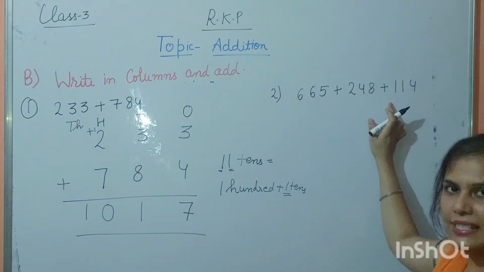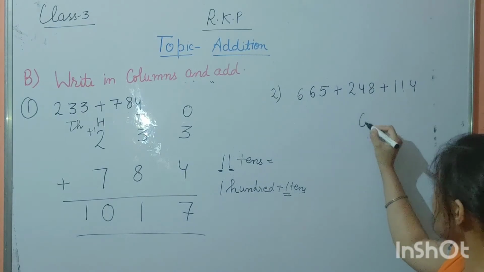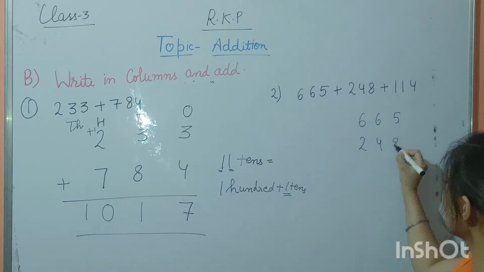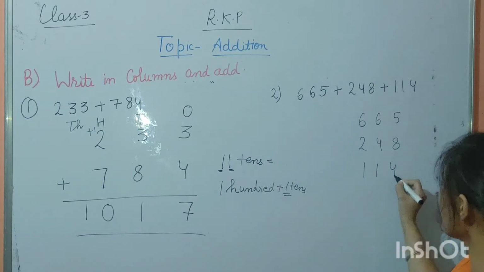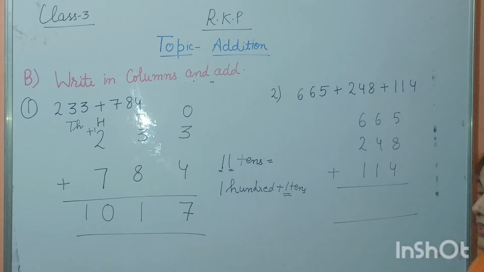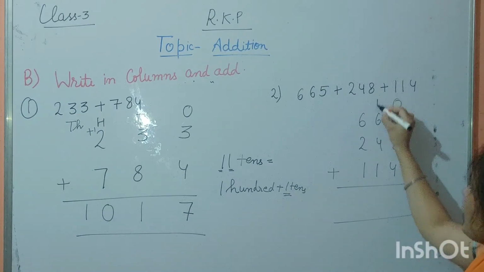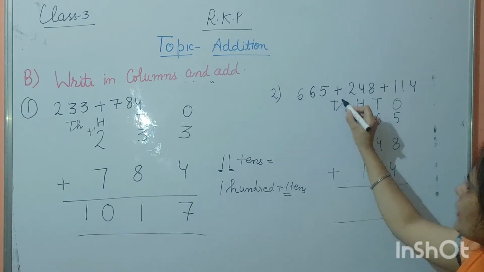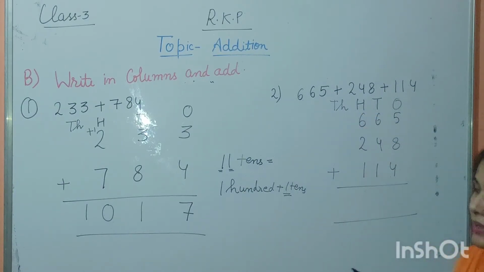Okay. Now come to the second question. First of all, arrange it in columns. Arrange 665, 248 and 114. The plus sign will come here. Now add it. First of all, place it in the place value chart. Ones, tens, hundreds, and we will take one more place, that is the thousands place.